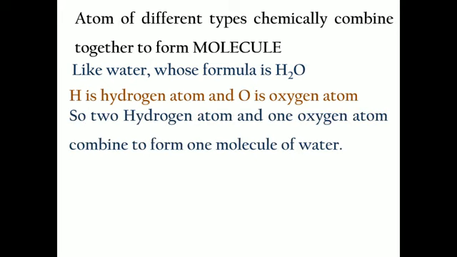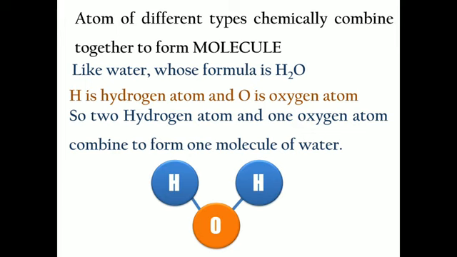Now one more thing you can see: H and 2. That means 2 H, that is, 2 hydrogen atoms are present, and nothing is written near the O, so we are going to consider it as 1. So in a water molecule, 2 hydrogen atoms and 1 oxygen atom are present, which combine to form one single molecule of water. This is basically the structure of water, H2O. So this is basically a molecule.